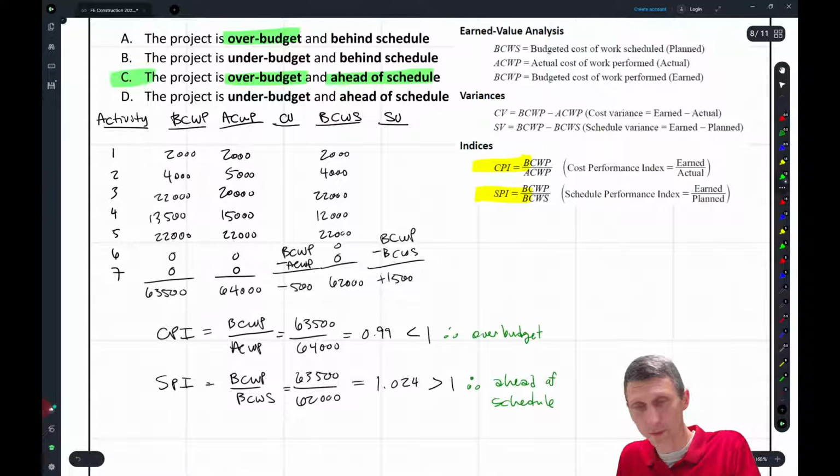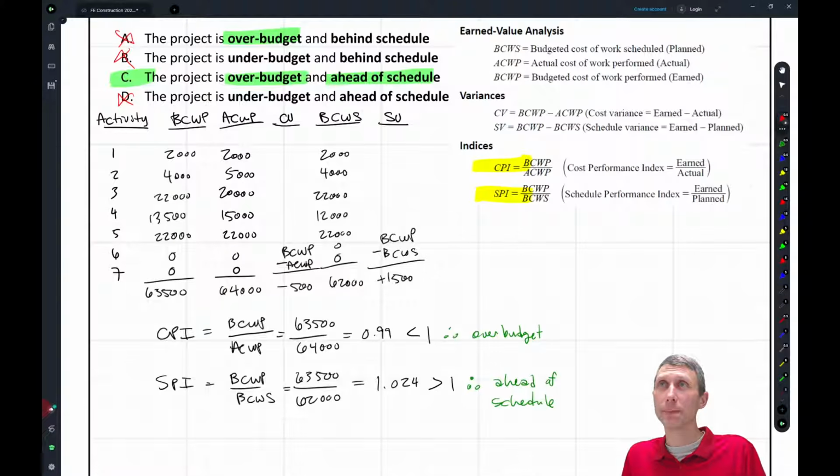So C is going to be the answer. A is not, B is not, and D is not. Okay, so hopefully that makes a little bit of sense, and we'll keep going.